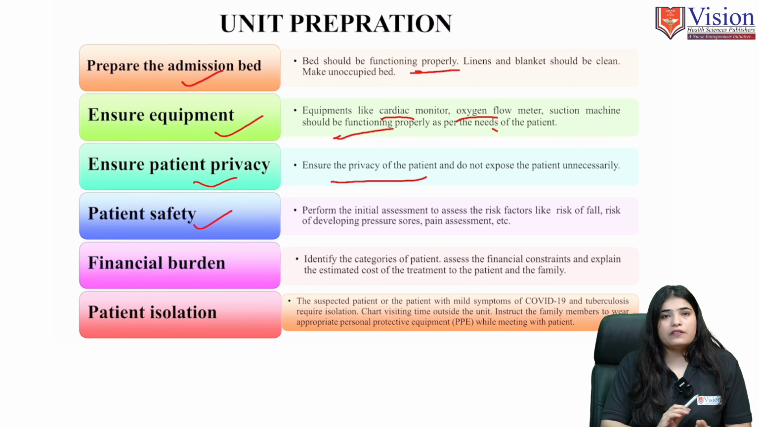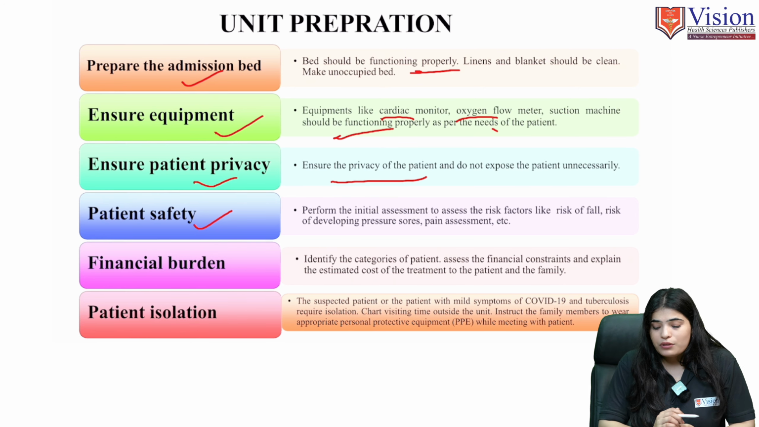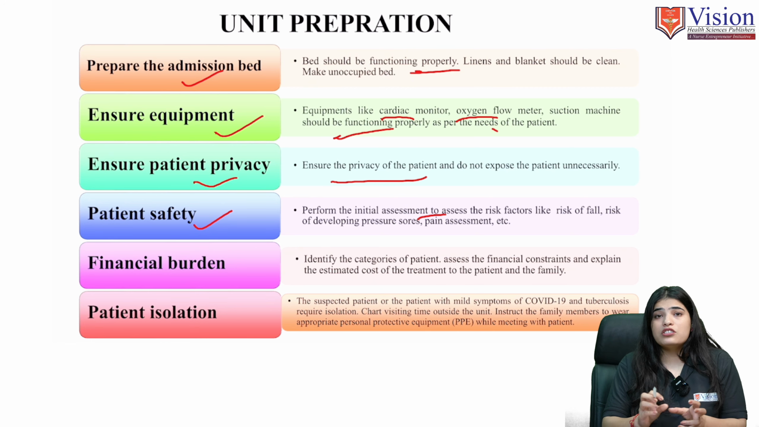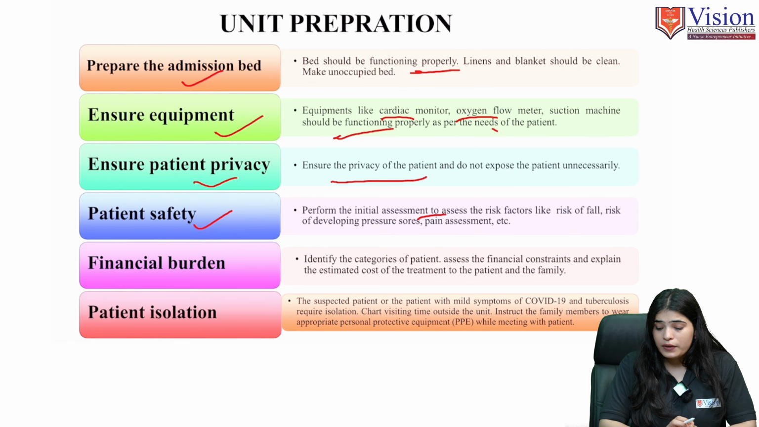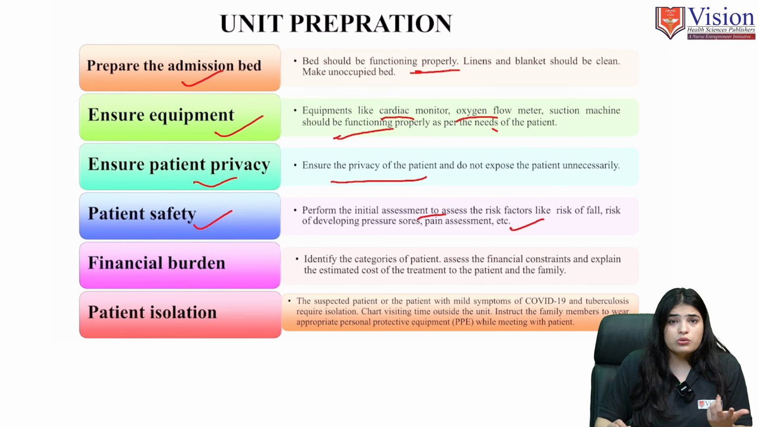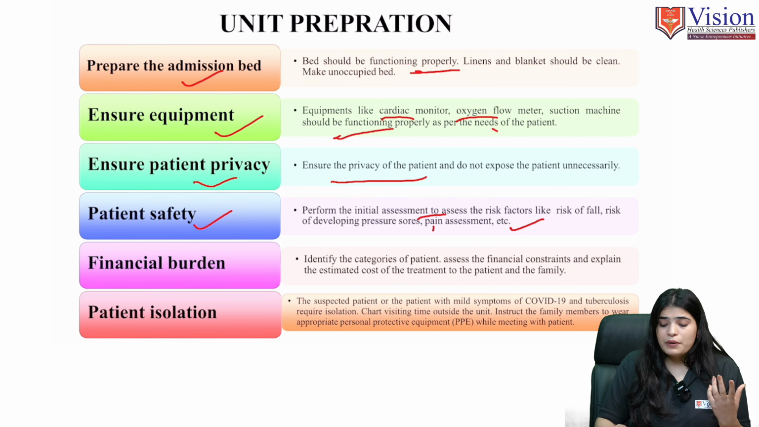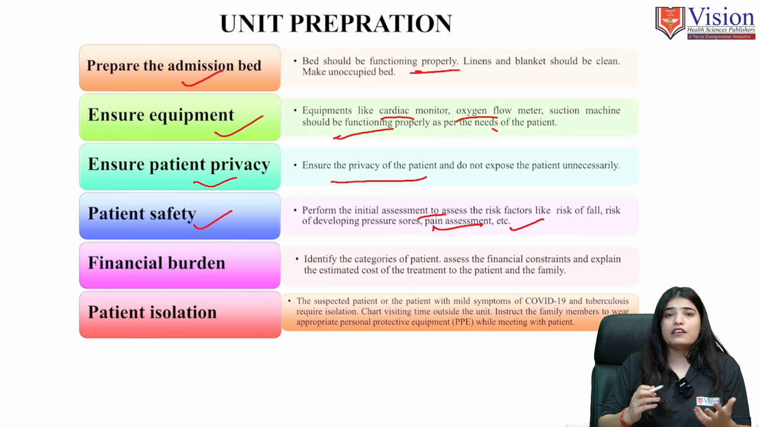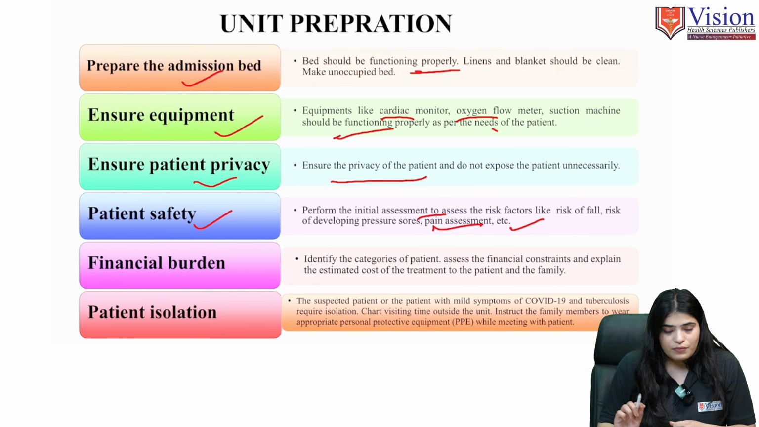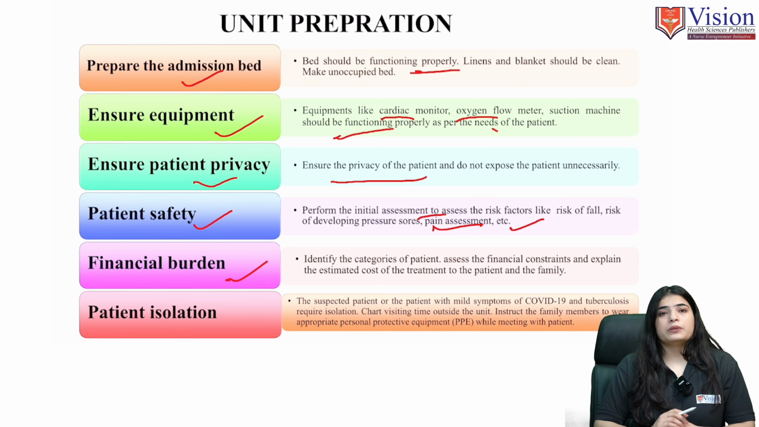Next is patient safety. We have to perform the initial assessment of the patient so that we can find out that the patient is not at risk of fall. So we have to do those assessments like fall risk assessment, pressure sore assessment. We have to do the pain assessment of the patient so that we can find out the risk for different kinds of conditions.